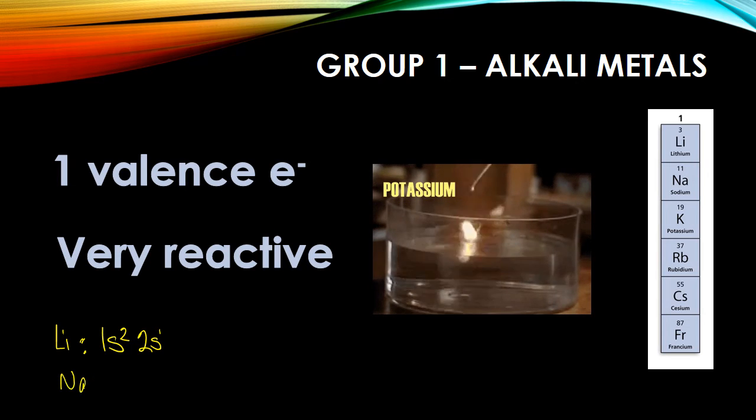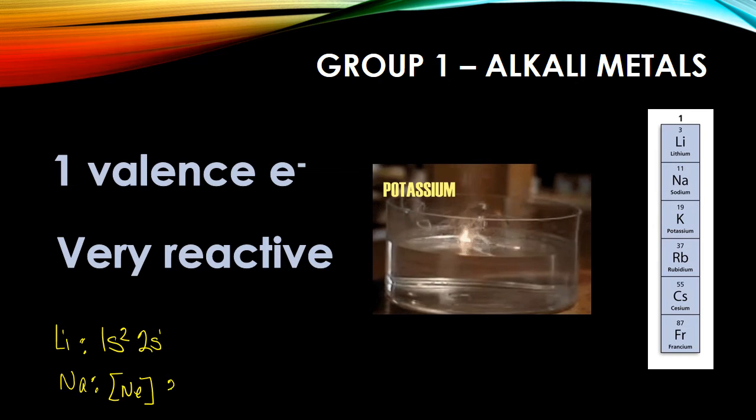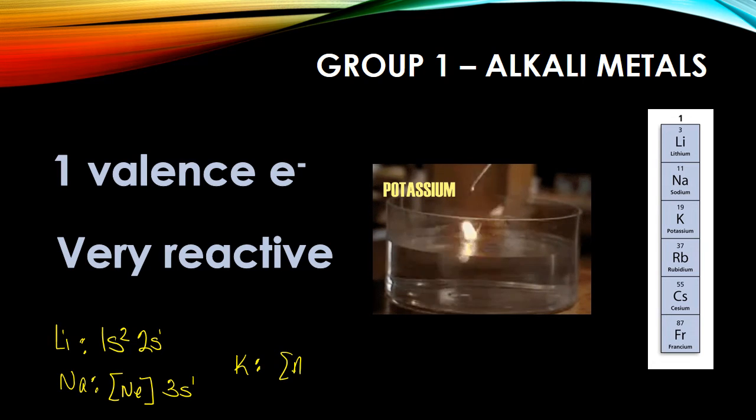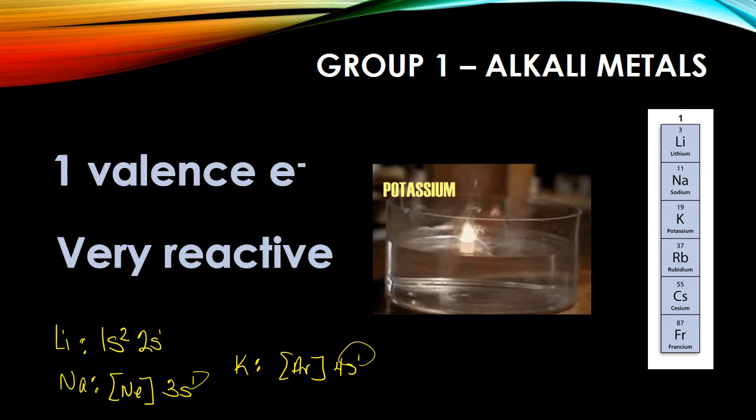Sodium, and I'm going to use the shorthand configuration. Well, sodium has, go ahead, you do it. Okay, so sodium has the electron configuration of, and I'm going to do the shorthand version, neon and then 3s1. And potassium becomes argon and 4s1. You kind of see the pattern. They all have one valence electron. And that's what makes them all behave essentially the same way. They're very reactive.